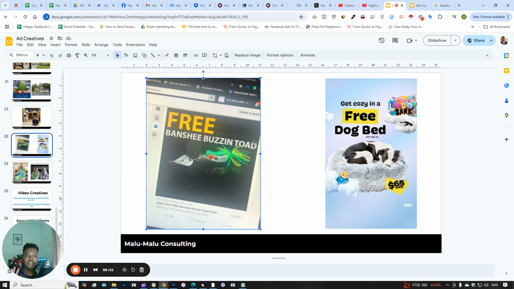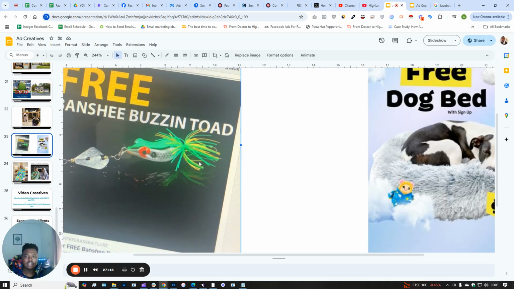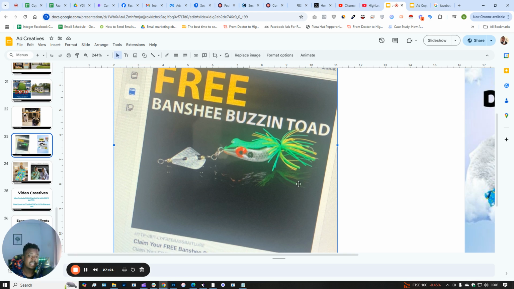We're almost finished. So this was a creative that I created for myself to sell fishing lures, and it did really well. The reason why it did really well was because of the offer. So sometimes, and you can see that the image is black, and the image specifically focuses on the product, which is this Banshee Buzzing Toad for people who are fishermen and are interested in catching more bass. So that's what this does for them, and my target customer is going to understand that straight away.